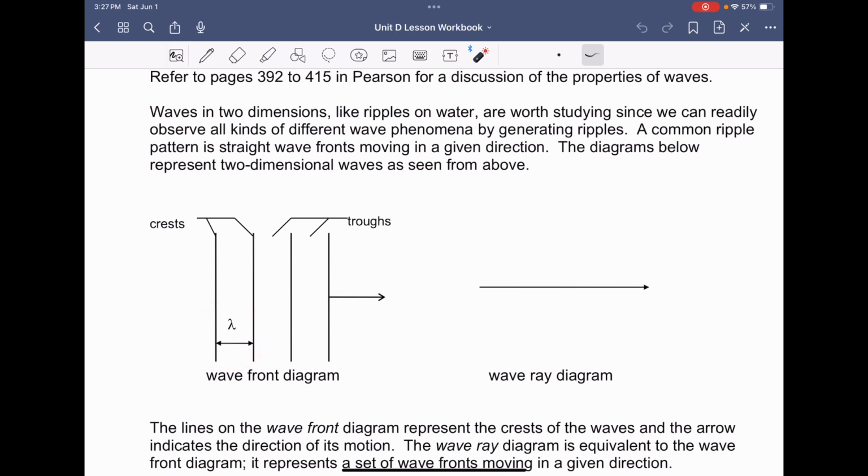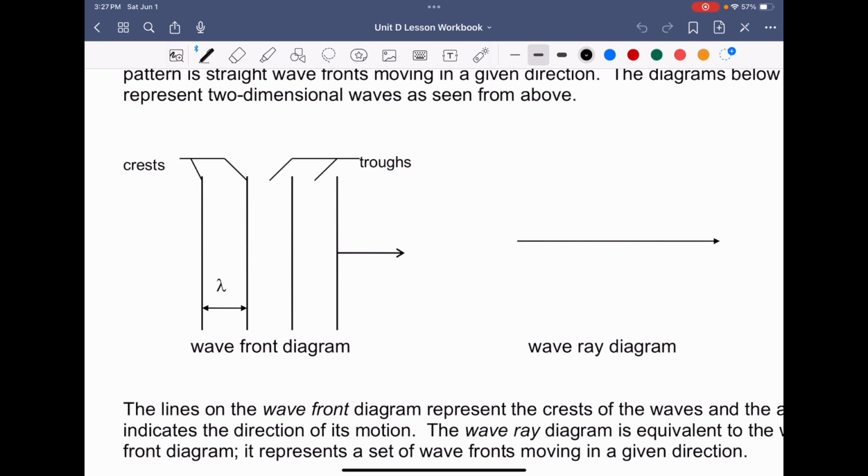We know that crest to crest or even trough to trough represents a wavelength. So I'm going to go from here to here, or trough to trough, and indicate that as one lambda, or one wavelength. Now, there's an infinite number of combinations of different wavelengths, but again, the most obvious ones tend to be crest to crest or trough to trough.